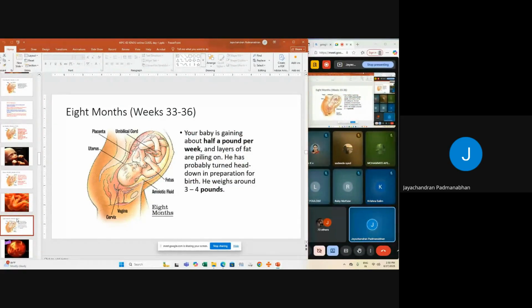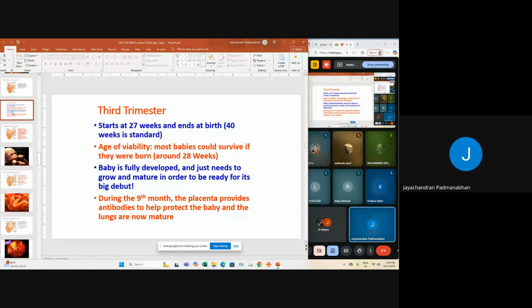So 8 month, your baby is gaining about half a pound per week and layers of fat are piling on. He has probably turned head down and prepared for birth. See here, third trimester, that is by 8th month. Oh, sorry, by 7th month.